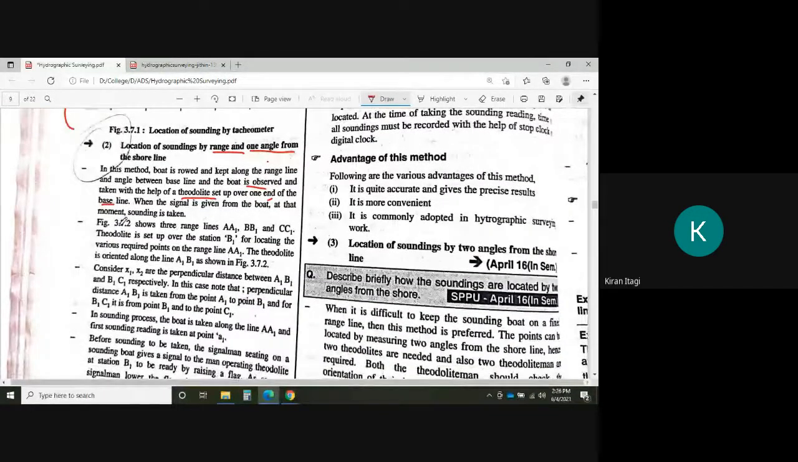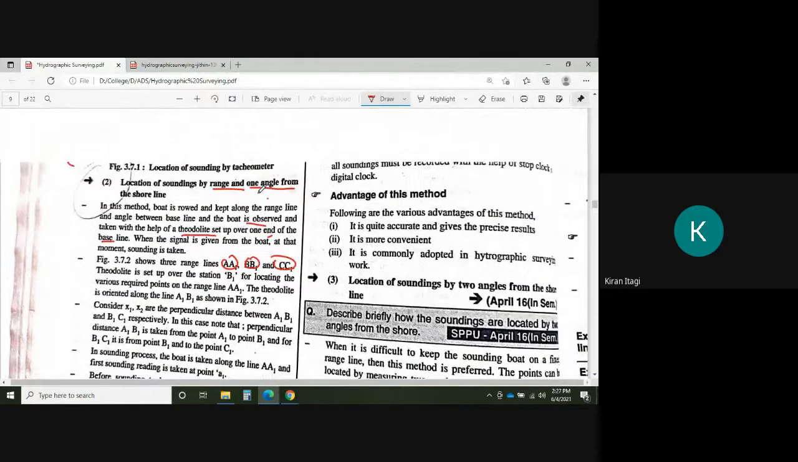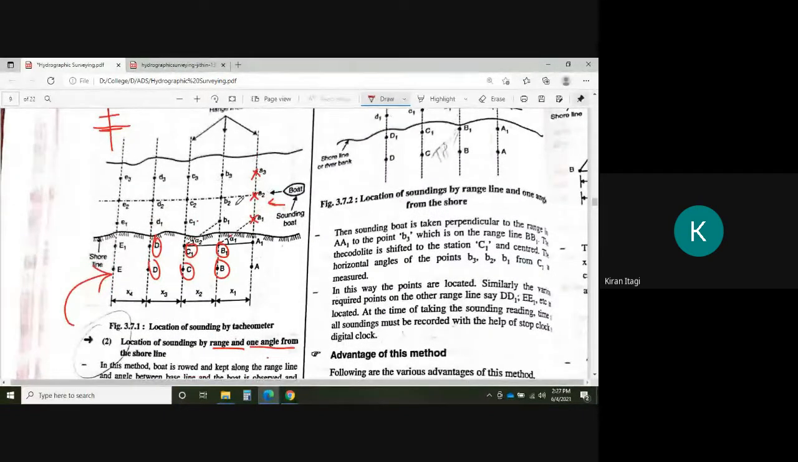Similarly, the procedure goes on for the lines AA1, BB1, CC1. Here you can see these are the ranging lines BB1, CC1, DD1. So what you do, the boat will come at this point, you will take some angles, and you will tell the boatman to take the sounding. Again it will come here, take the sounding, take the angle. Again it will come here, take the sounding, angle. Again the boat will come at this point, and the same procedure is followed.